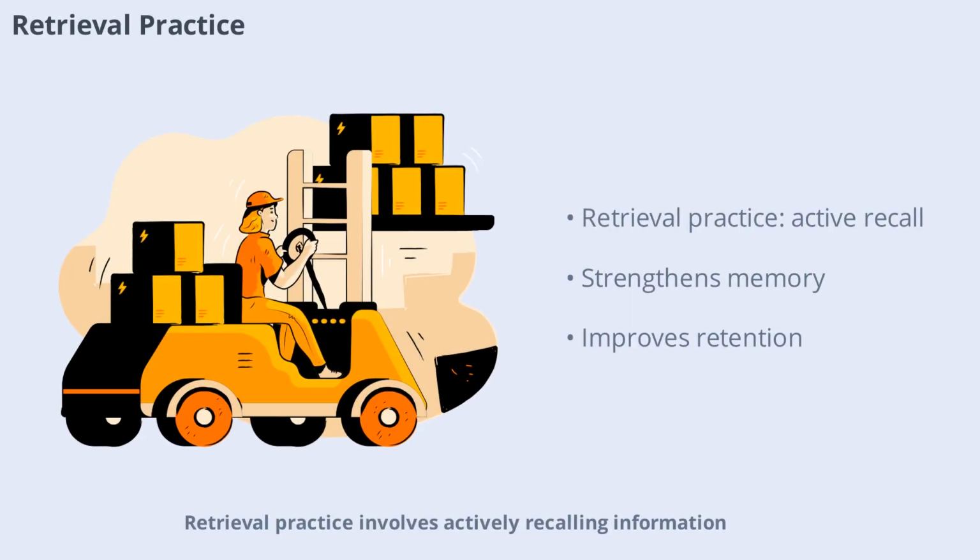Retrieval practice involves actively recalling information, rather than just reviewing it. This strategy strengthens memory and improves long-term retention. Activities like self-testing, quizzes, and teaching others are effective forms of retrieval practice. Research shows that retrieval practice is more effective than passive review, as it reinforces neural pathways and makes information easier to access in the future. Educators can incorporate retrieval practice into lessons to enhance learning outcomes.